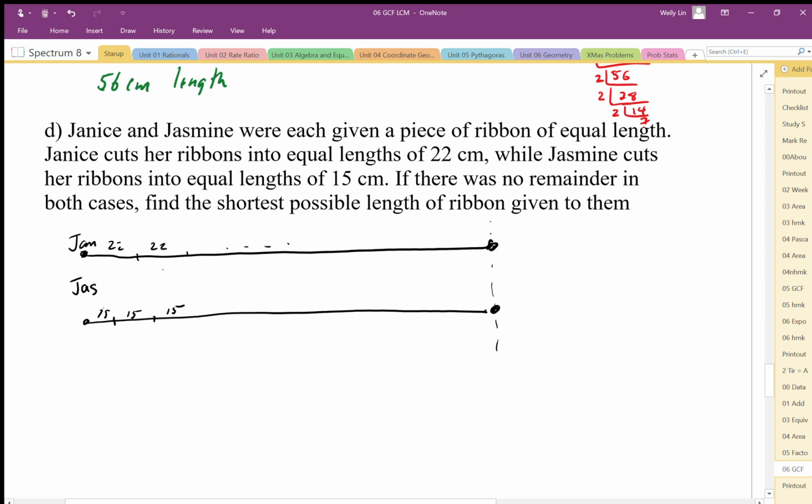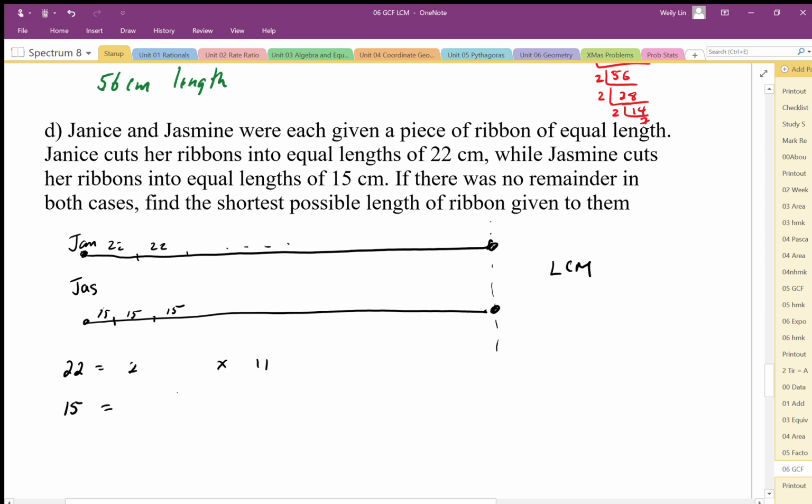One is doing it in groups of 22, the other in groups of 15, and we want to find the shortest possible length of ribbon to give them. The shortest possible length is going to be the shortest multiple, so we want the lowest common multiple. This is an LCM problem. I could skip count until I get to the same number, but I'm going to use the prime method because it's fairly efficient.